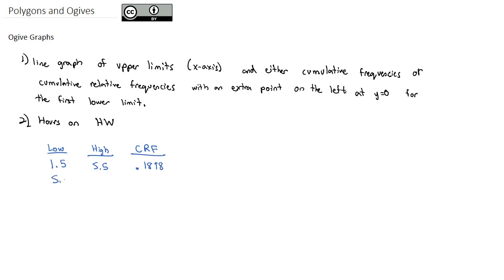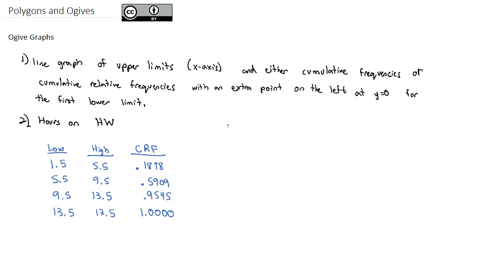The next class went from 5.5 to 9.5 with a cumulative relative frequency of 0.5909. The third class went from 9.5 to 13.5 with a cumulative relative frequency of 0.9545. And the fourth class went from 13.5 to 17.5, and the cumulative relative frequency there was 1.000.